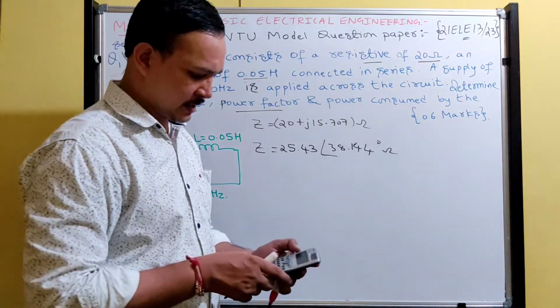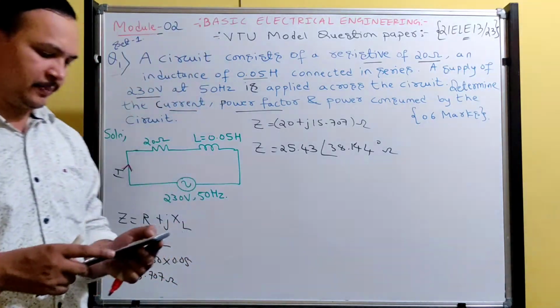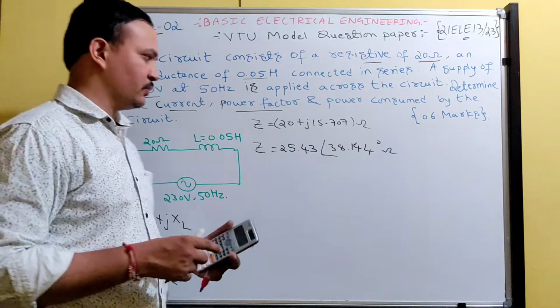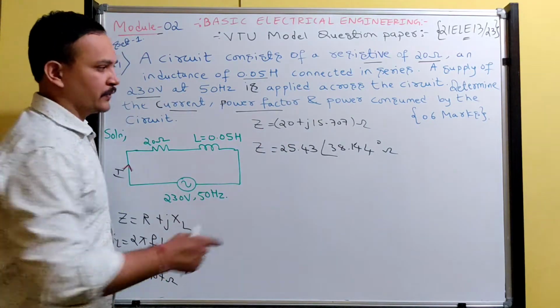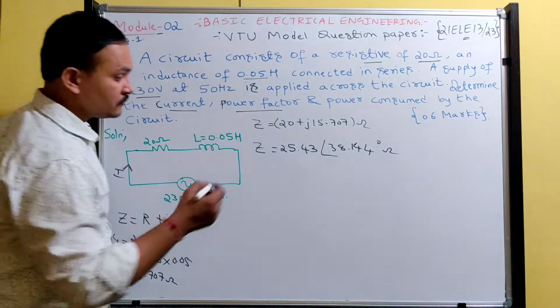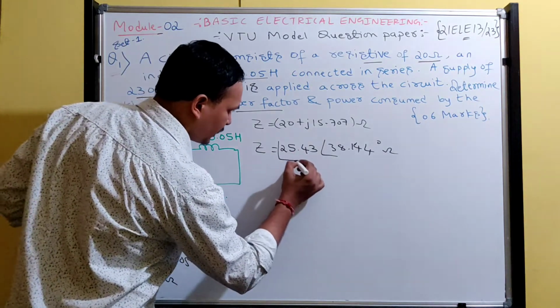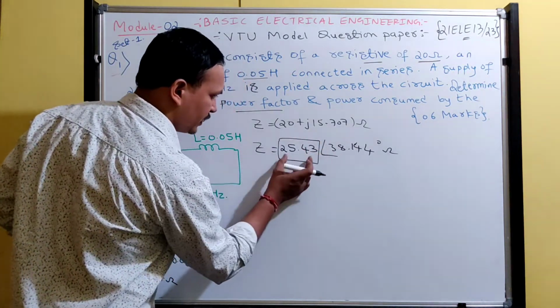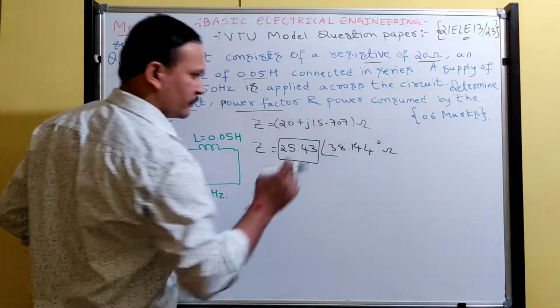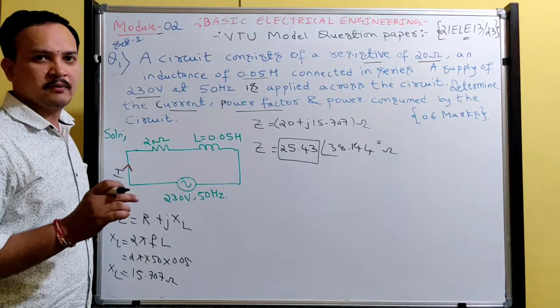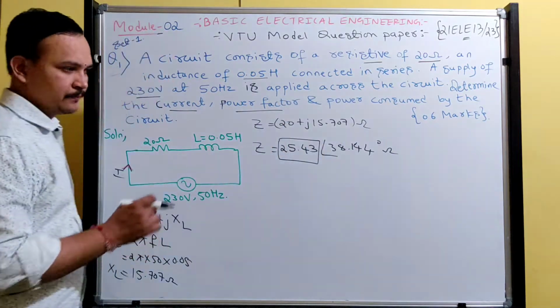Yes, I got the same answer. I thought I had kept it in radian mode. You keep the calculator in complex mode and degree mode, then you will get this value. In this, 25.43 is the magnitude of the impedance and 38.14 is the angle of the impedance.